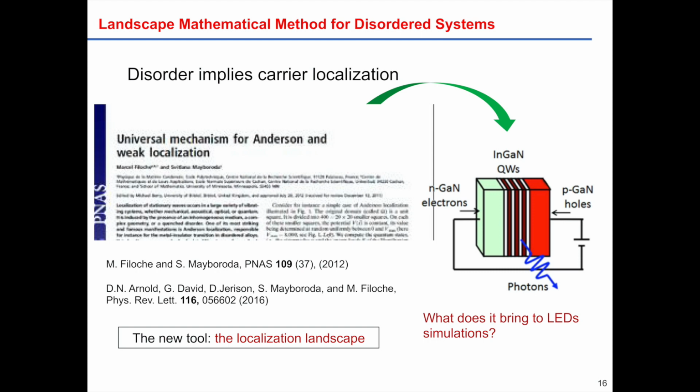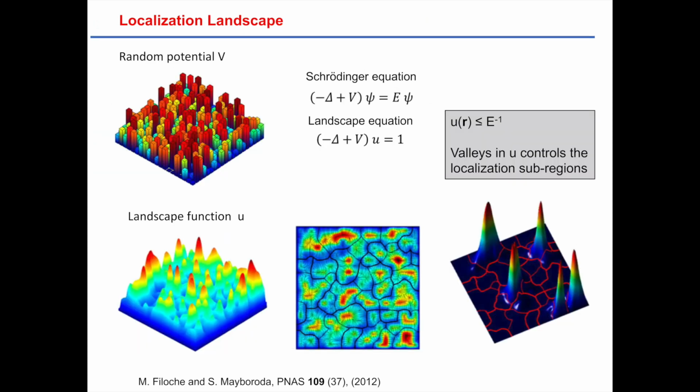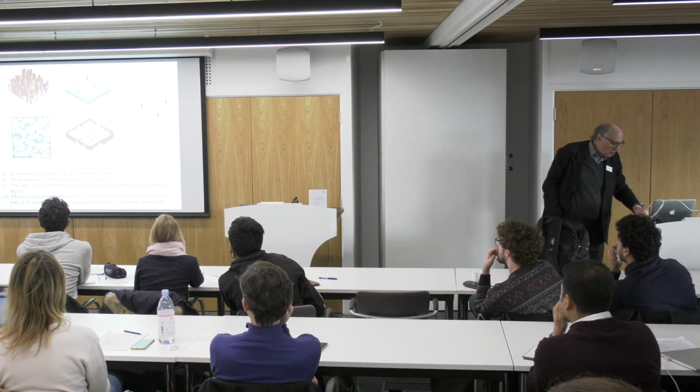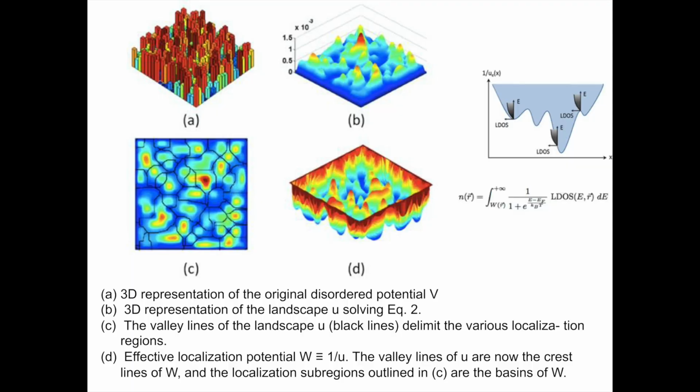So that's where the landscape theory comes in. You remember that Marcel Filoche told you that from this disordered potential, which was a mathematical potential, you go from the Schrödinger equation to the landscape equation in the variable u, and one over u is an effective potential. You work through that, and he explained to you that when you have the effective potential, one over u, you can also get the density of states.